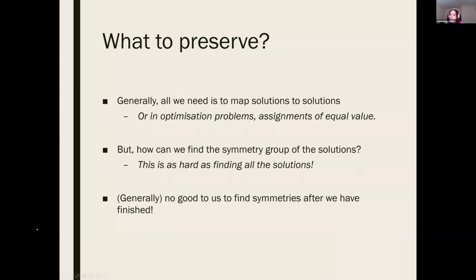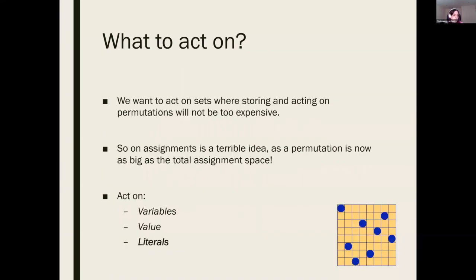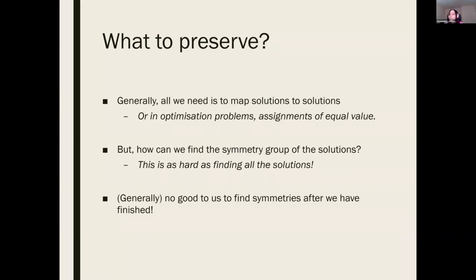This does mean that when we apply the mapping of the literals, we have to map solutions to solutions, but we might map things which are not solutions to just some mess. Some variable might end up with 2 values and some other variable end up with no values, and that's fine. We're just happy with that. Generally we map solutions to solutions. If you're doing optimization problems, you normally map assignments to other assignments of equal value.